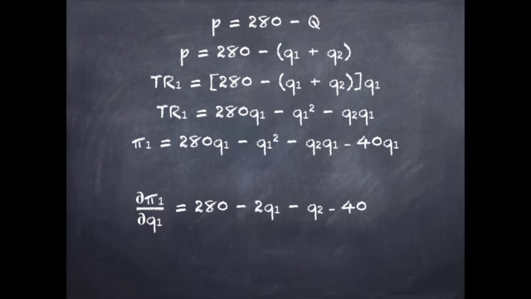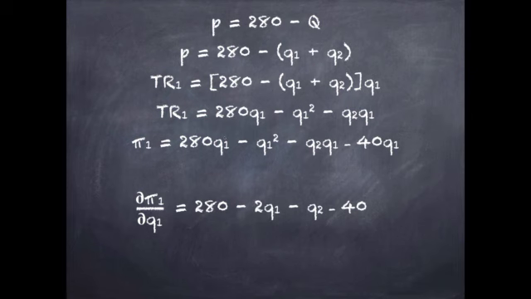And remember, what we do here is that we're taking the derivative of profit with respect to Q1. So what we do is we take the exponent and multiply it in the front, and then we take that exponent and subtract 1.